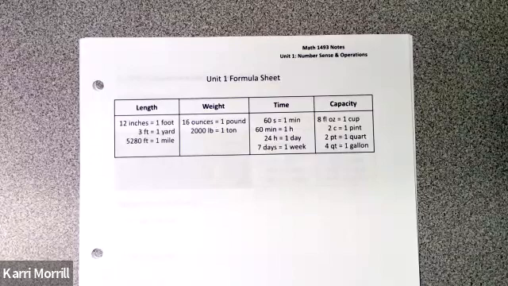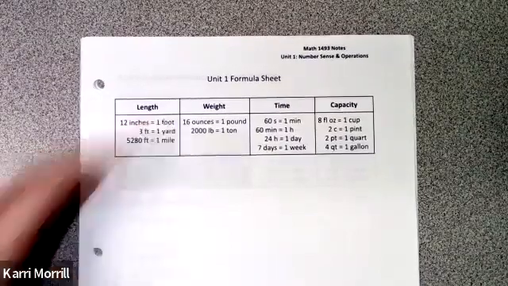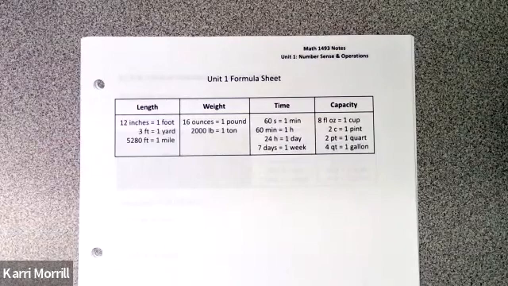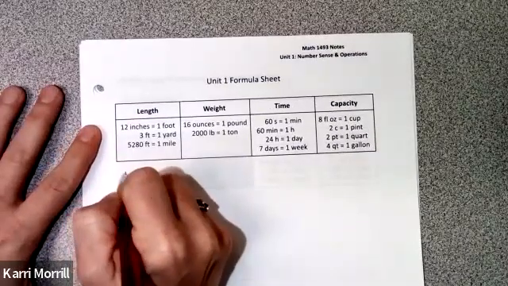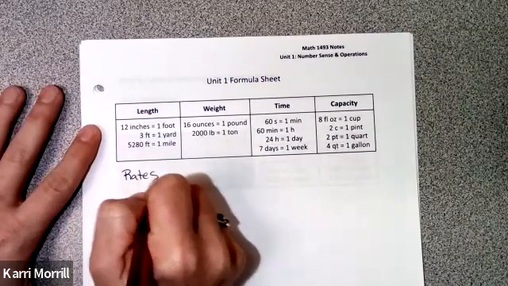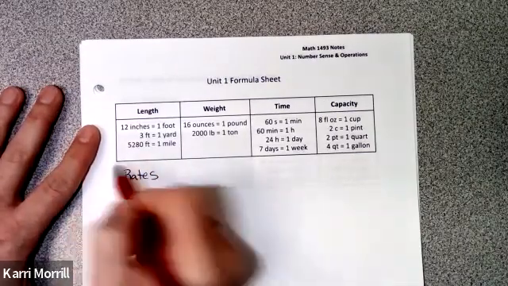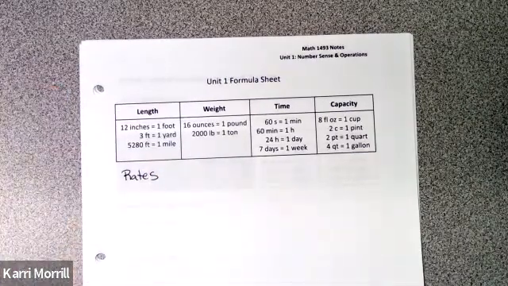So each of these things make what's called a rate. We know 12 inches make a foot, right? You don't have to memorize these things, but it will be given to you. 3 feet make a yard. 5,280 feet equal a mile. So you can write these as rates, and we use these rates to create unit multipliers to help us convert. So I'm going to teach it that way.